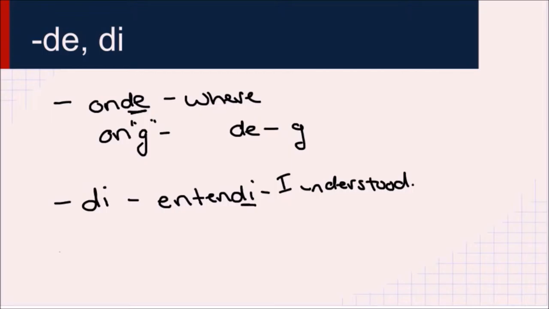One other situation where you have a word that has the DI in the beginning, like this word, difícil. It's difficult. That is also a G sound, but in the beginning of the word. Difícil. Okay. So, in most cases, the DE or the DI sound will actually be something like a G.